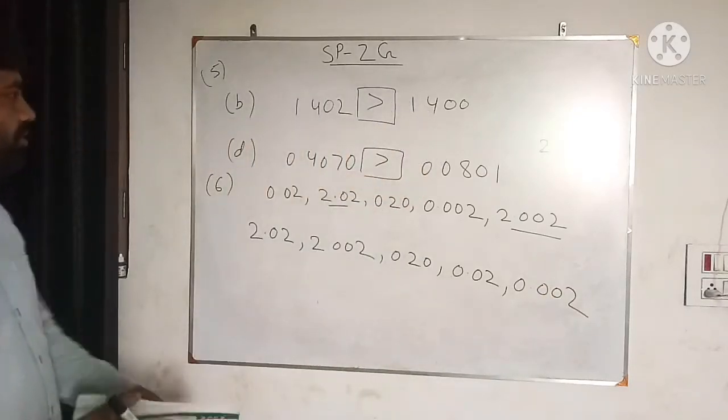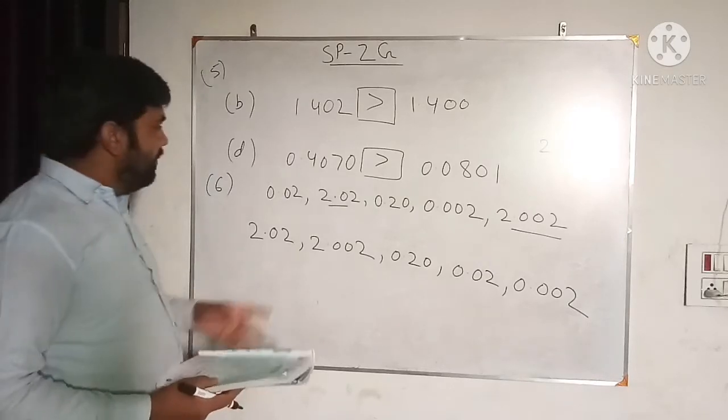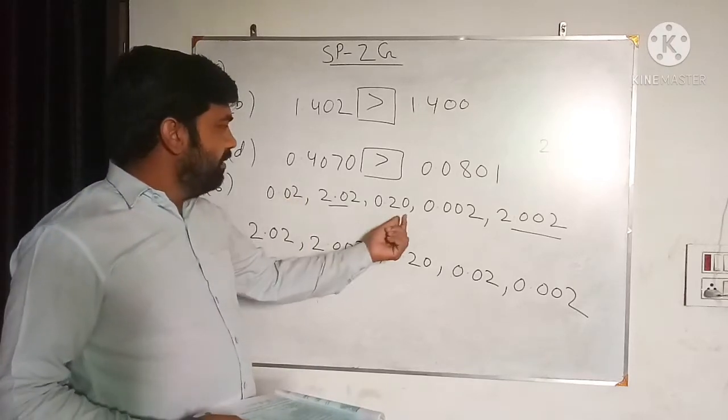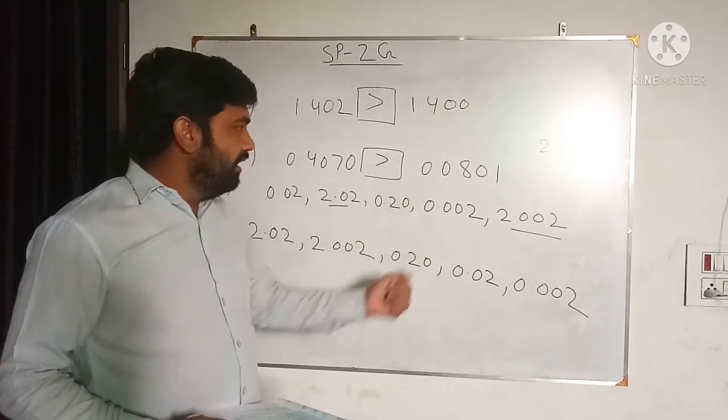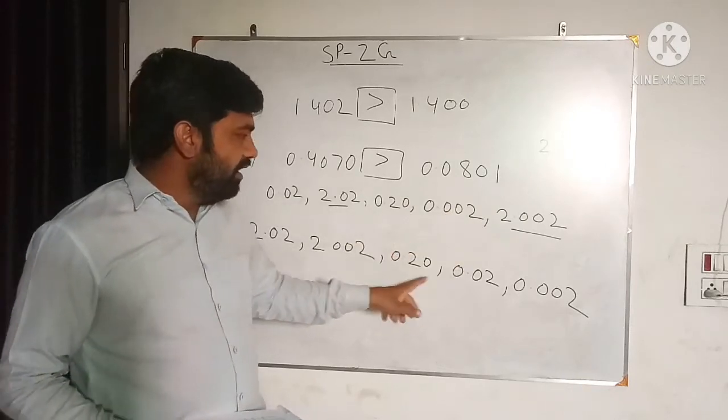Okay, like this we have to do. If you write in 3 decimal places, this will become 0.020, this will become 0.200, and this is only 0.002. So 200 is more. First you write 200, then 20, then 2.